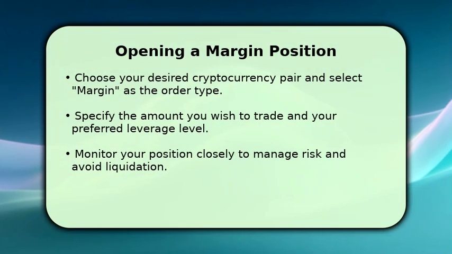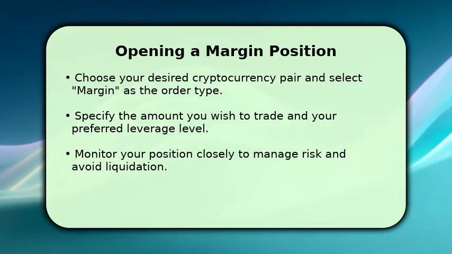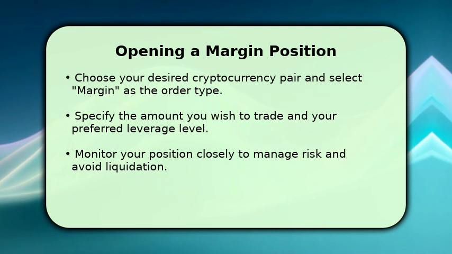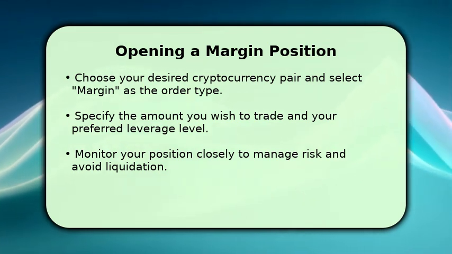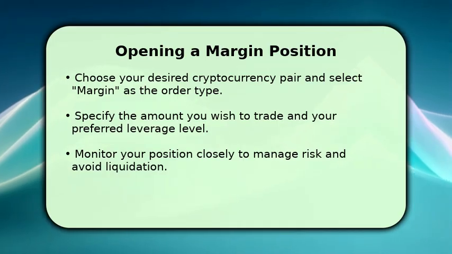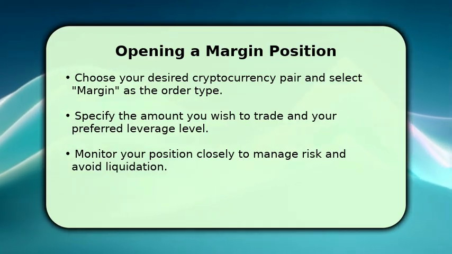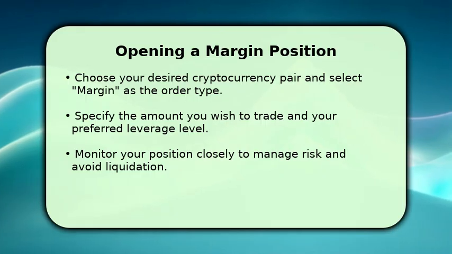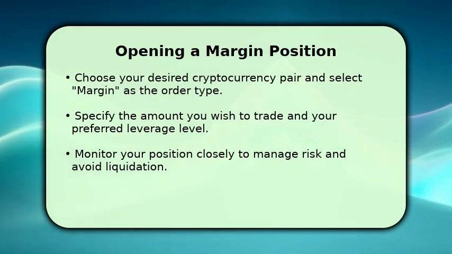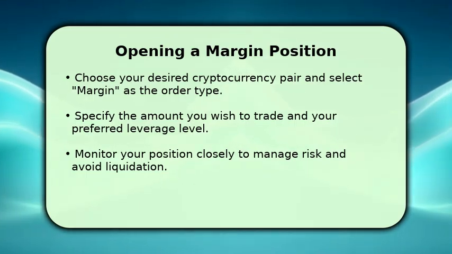When opening a margin position, first select your desired cryptocurrency pair, such as Bitcoin versus US dollar. Then, choose margin as your order type. You will then specify the amount you wish to trade and select your preferred leverage level, which can be up to 5 times your collateral for some assets. Always monitor your open positions diligently to manage potential risks and prevent automatic liquidation.